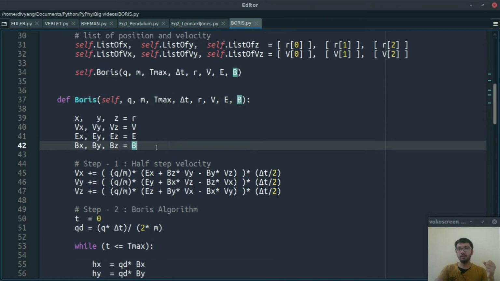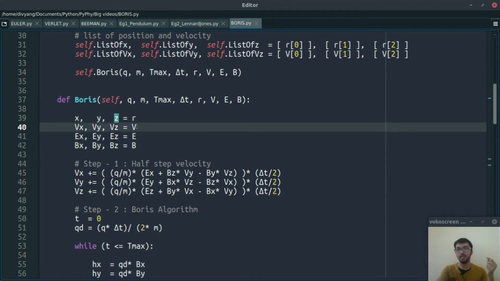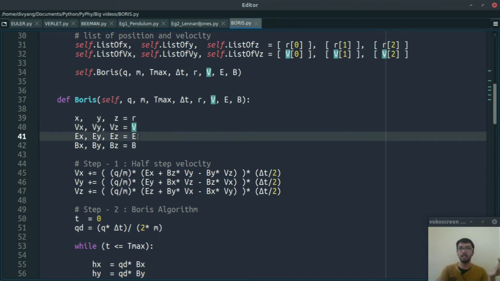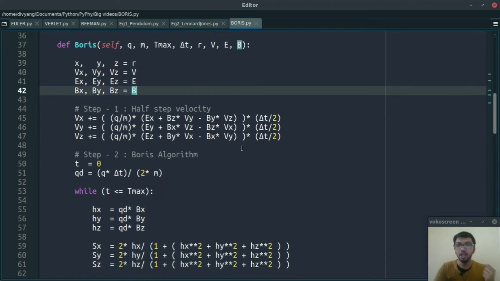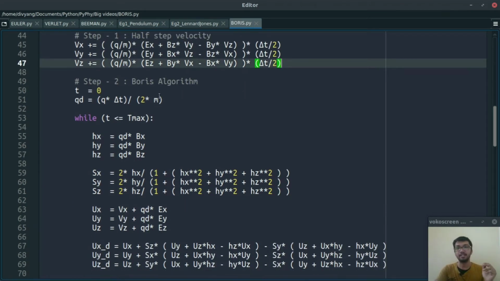First of all, I am unpacking my variables. From this small r, I am unpacking x, y and z position. From this v, I am unpacking vx, vy and vz velocity, and the same goes for electric field and magnetic field. Then comes the initialization part, meaning step 1. Here I am using the Euler-Cromer method to initialize my Boris algorithm. Notice that instead of taking delta t, I am using delta t divided by 2 as the time step. Okay, this completes step 1.